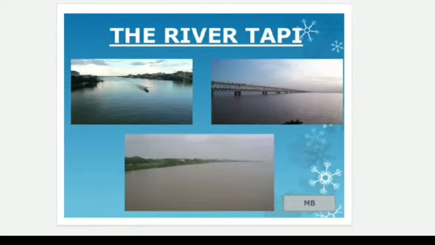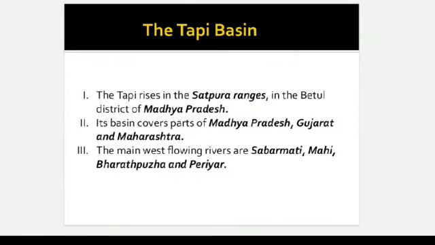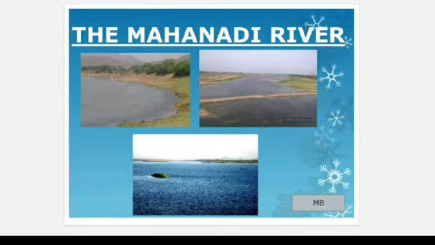Now Tapi River. Tapi River originates in the Satpura ranges in the Betul district of Madhya Pradesh, and its basin covers parts of Madhya Pradesh, Gujarat and Maharashtra. It also runs parallel to the Narmada River, but it is shorter in course, and it also flows in a rift valley. The main west flowing rivers are Sabarmati, Mahi, Bharatpuzha and Periyar.